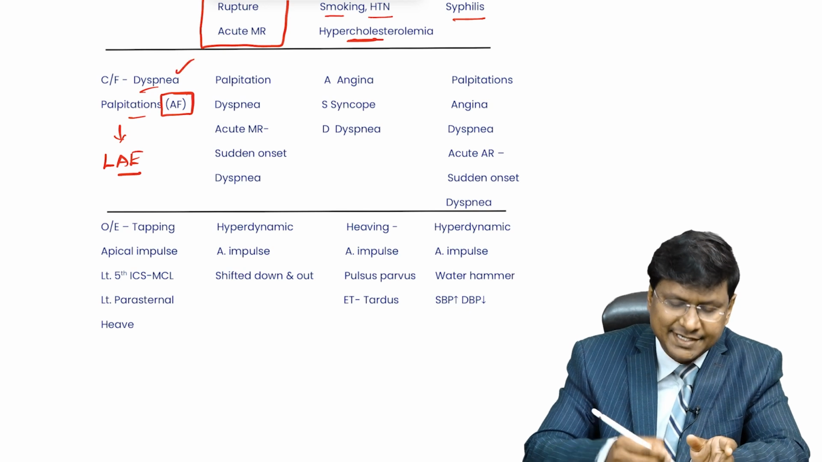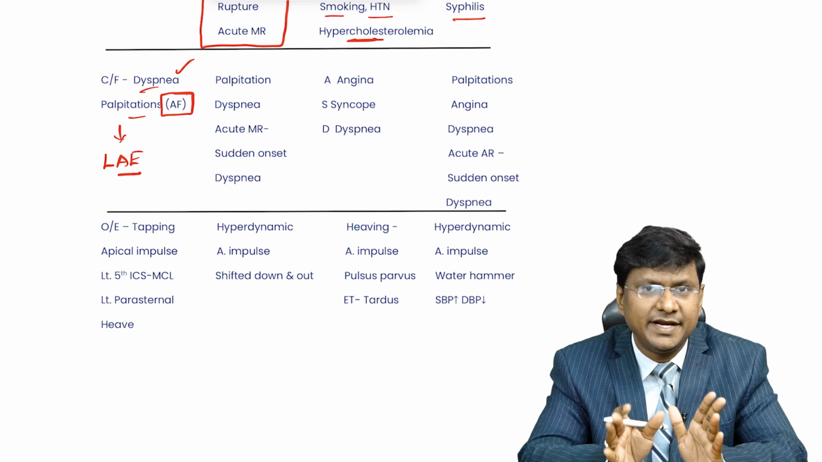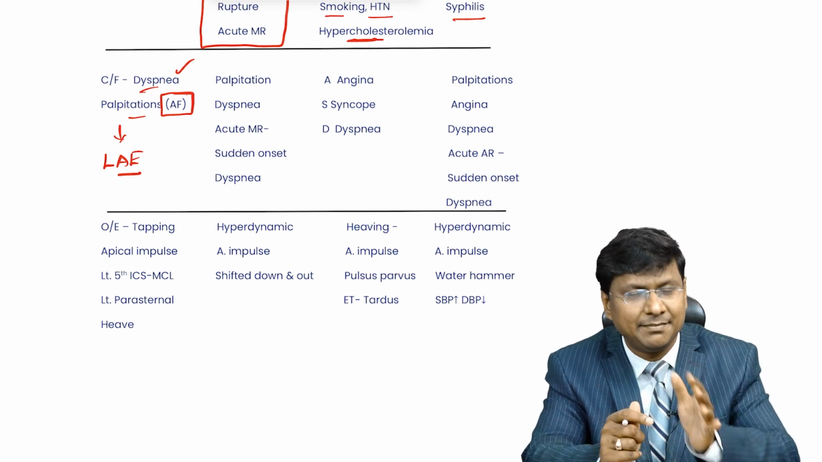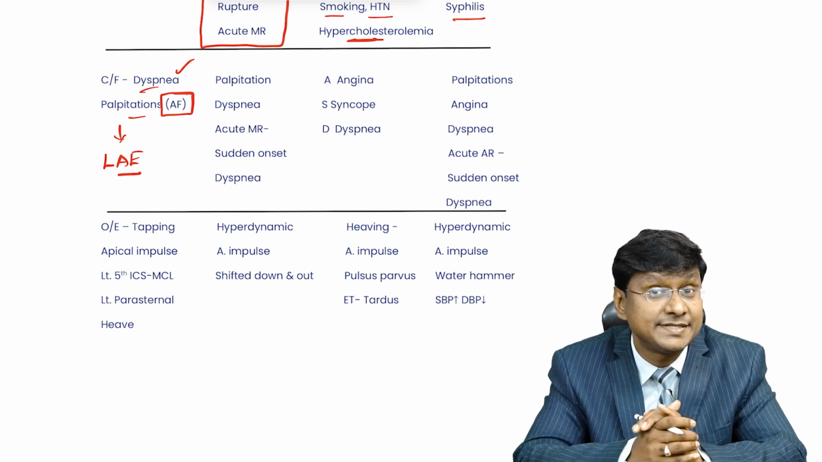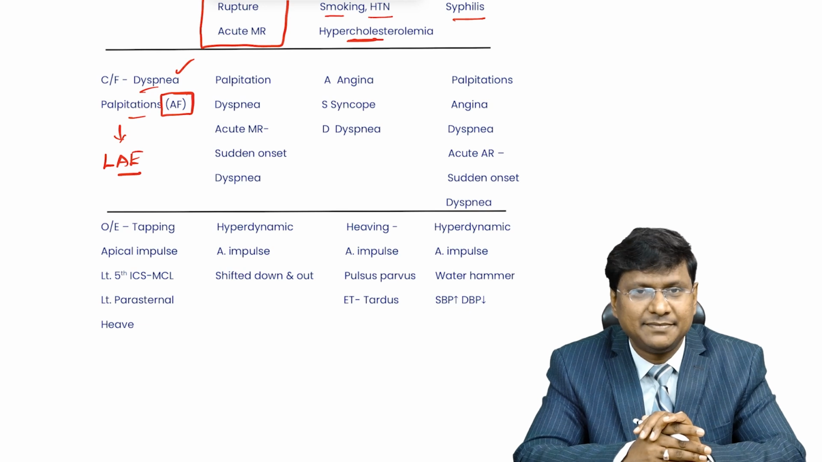Okay, and this dyspnea is mainly because of increase in left atrial pressure, pulmonary venous and pulmonary capillary wedge pressure, resulting in the pulmonary edema. So dyspnea is mainly because of the pulmonary edema in MS. But in MS, you will have the dyspnea first, followed by the palpitations later, whenever there is development of left atrial enlargement or left atrial hypertrophy.